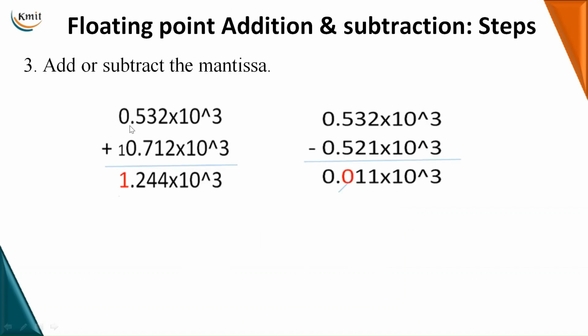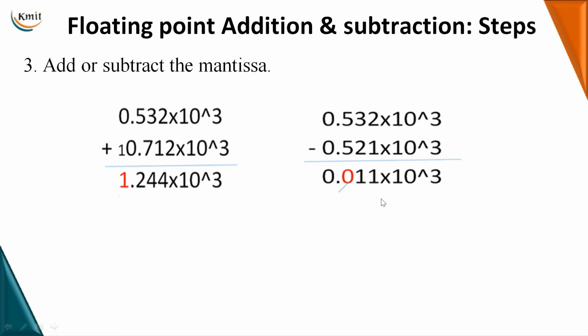Consider this example where my first operand AC contains 0.532 into 10 to the power of 3 and the second operand BR contains 0.712 into 10 to the power of 3. In case of an addition operation, I am just performing an addition of the mantissa part of the data. Exponents you need not do, because you have already aligned the exponent, and this will be the exponent of your result, 10 to the power of 3. So you just add the mantissas. 2 plus 2 is 4, 3 plus 1 is 4, 5 plus 7 is 12, where 1 is written as a carry and 2 here. So this carry will come here, and it becomes 1.244 into 10 to the power of 3.